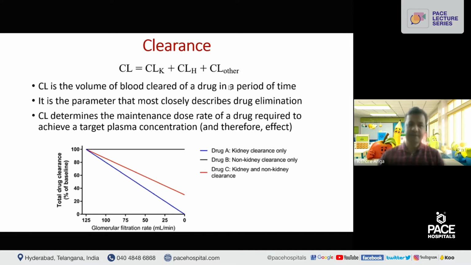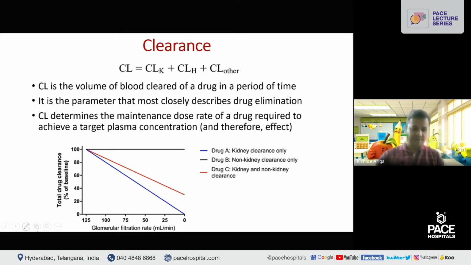Coming to the clearance, clearance is the volume of blood that is cleared of a drug in a period of time. So it is the parameter that most closely describes drug elimination. So clearance of the whole body includes the clearance from the kidney, clearance from the hepatic part, and clearance from the other organs, like intestines, skin, brain, and muscles, where metabolism can happen. So this clearance will determine the maintenance dose rate of a drug required to achieve a target plasma concentration. So if the clearance decreases, it means that we need to change the maintenance dose of this drug.